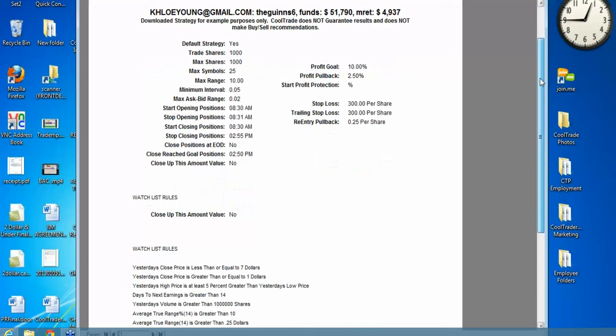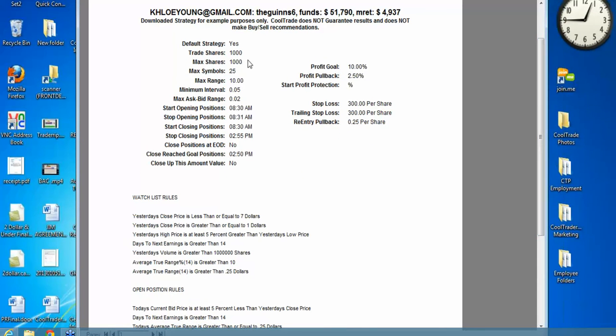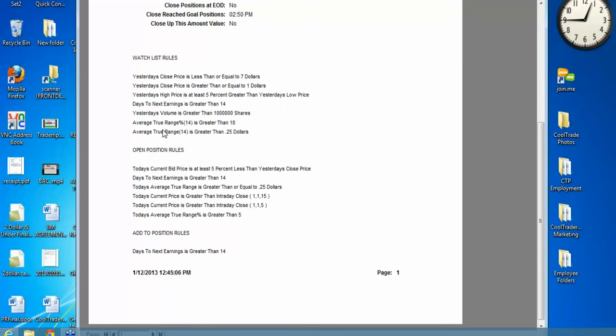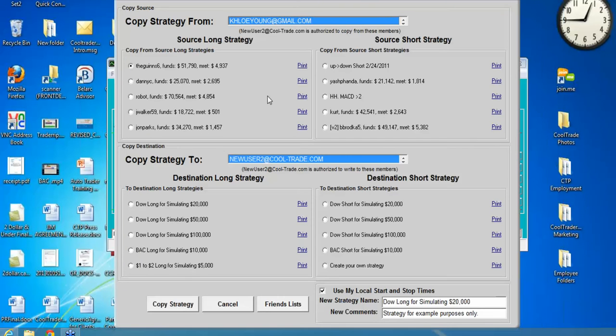If you want to see what this particular person in the community is doing, you can just click print strategy, and it's going to tell you he's trading 1,000 share lots, and then it's going to give you all the parameters here for the strategy. Down below it's going to tell you what the watch list rules are and what the open position rules are. So it's pretty cool to be able to look through that. And as you learn more about the robotic trader and technical indicators and how all this works, it really is great to see what other people in the community are doing and what they're having success with.